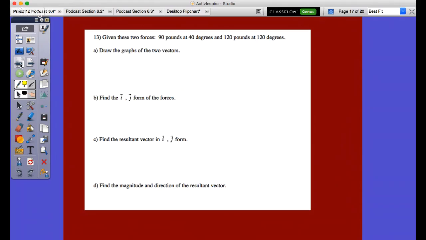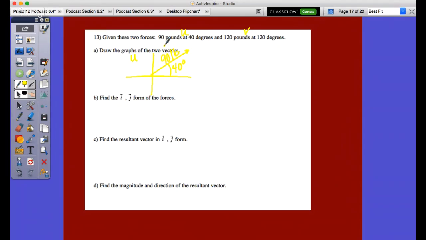Draw the graphs of the two vectors that are above. All right, number 13. It says there's two vectors. We're going to say vector u and vector v, okay? Now, what we've got here is two forces that are being pulled, right? So two things are being pulled. We have vector u pulling 90 pounds at 40 degrees, okay? 40 degrees, and the magnitude is 90 pounds, right?